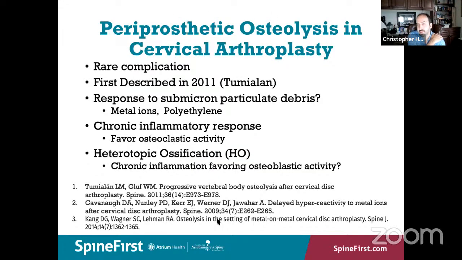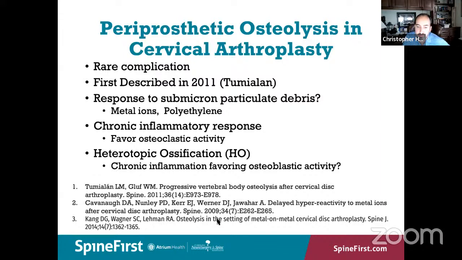So what about something like cervical arthroplasty? Well, initially this was reported as a rare complication. It was, again, first described by Toomey Allen in 2011. And this was thought to be a response to submicron particulate debris, whether this be metal ions or polyethylene, and that this stimulates a chronic inflammatory response. And for reasons potentially unknown, this favors osteoclastic versus osteoblastic activity. We know, again, the inflammatory response can drive either.